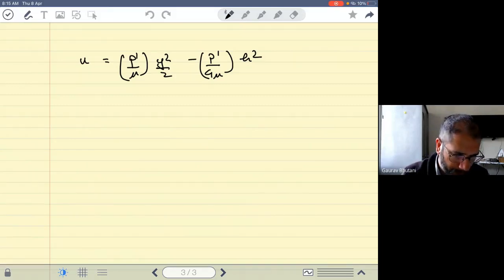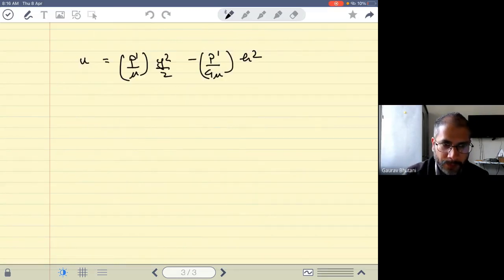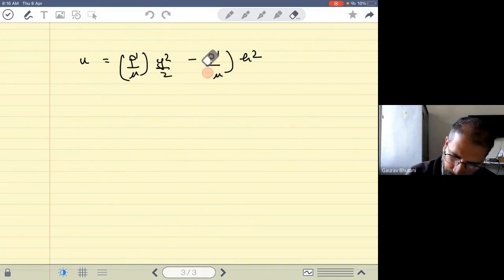Just let me check if I've done it correctly. I think I made a mistake. So when we add 1 and 2, then we're supposed to get twice of c2 is equal to twice of this term that has an h square. That's this one. So that should give me p prime upon 2 mu. Okay, I'm sorry, I made a mistake there. So that's what we should get.